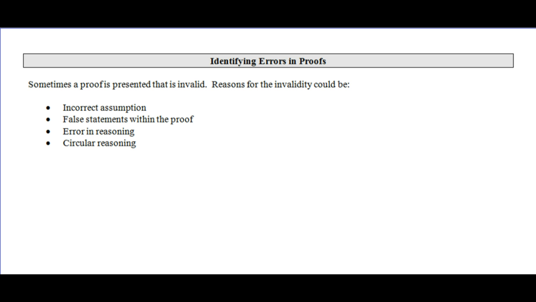Somebody made a mistake. Here's their proof. Error in reasoning and circular reasoning, right? Just going around in circles, saying, well, this and that, and it just takes you around in circles. You don't get anywhere.